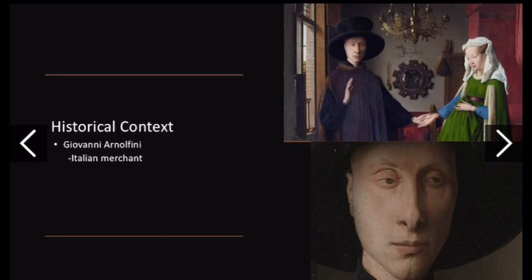It is believed that the man standing on the left is Giovanni Arnolfini, and the woman standing next to him is his wife. Giovanni Arnolfini was an Italian merchant who worked in Bruges, a thriving economic town in the 15th century, where Giovanni lived a wealthy life. This wealth is portrayed by the clothing the couple is wearing and the furniture in the room, since furniture during this time was not common in normal households.